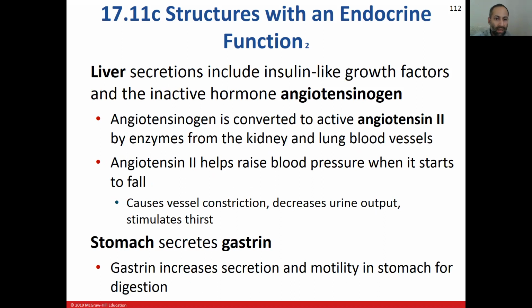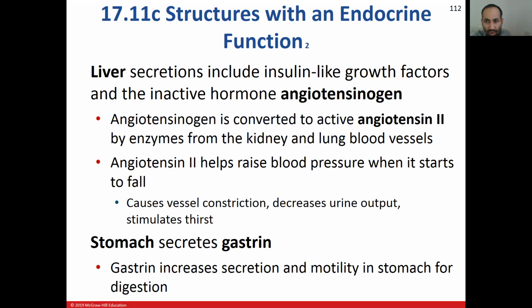What else? The liver secretes some hormones like angiotensinogen. This is a protein hormone that is secreted by the liver. Angiotensinogen itself is converted into something called angiotensin 1, and this comes from the kidneys.